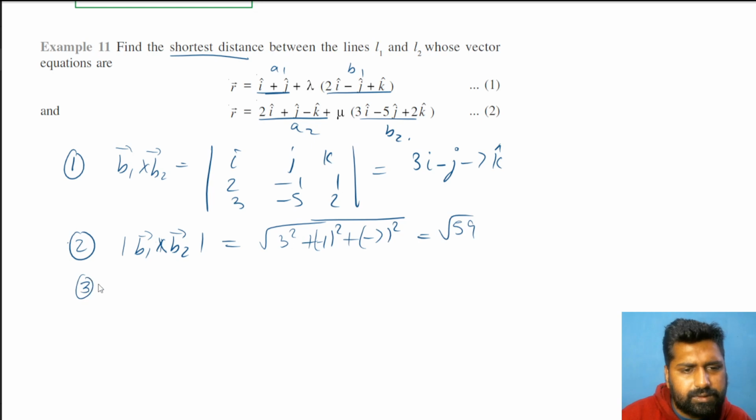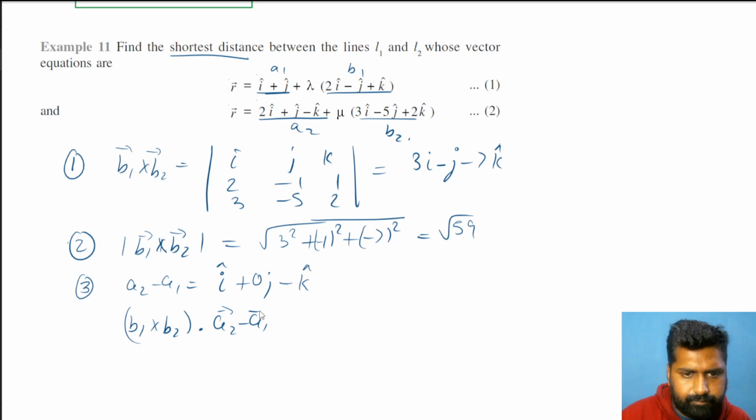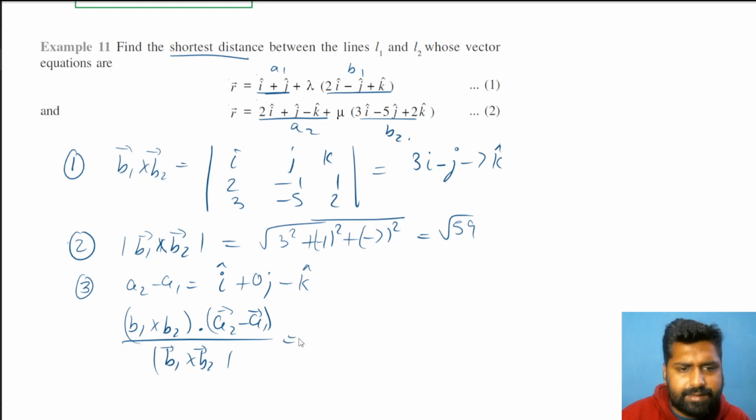First you calculate a2 minus a1, rather than doing it directly. First you do a2 minus a1. So 2i minus i, j minus j, 0j, minus k, and there is no k, so minus k only. That's it. Now you do b1 cross b2 dot a2 minus a1 and divide by the magnitude of b1 cross b2. It's lengthy, yes, but this is the exact process.